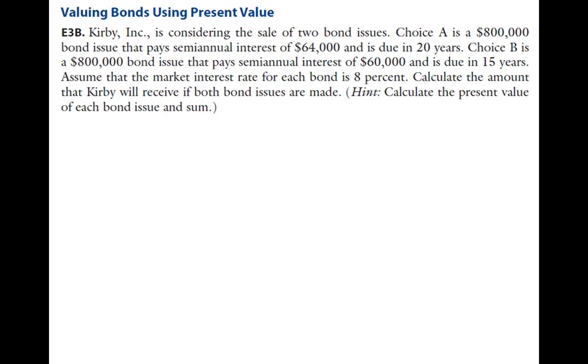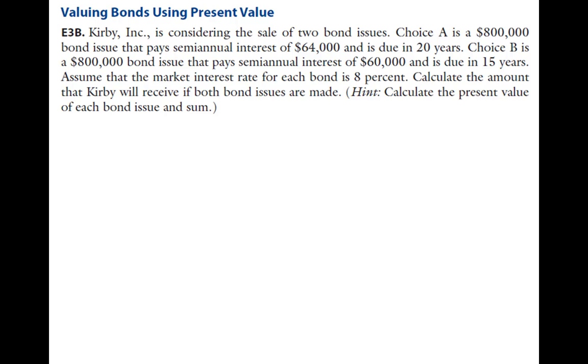What you have to do on these is use the present value tables in the back of your book. You're going to use both of the tables, because we have to calculate the present value of the lump sum, the bond issue, and then the present value of the series of the interest payments. Choice A is 20 years, but they pay semi-annually, so there will actually be 40 payments, not 20. And since the interest rate is 8% for a year, each period will be 4%.